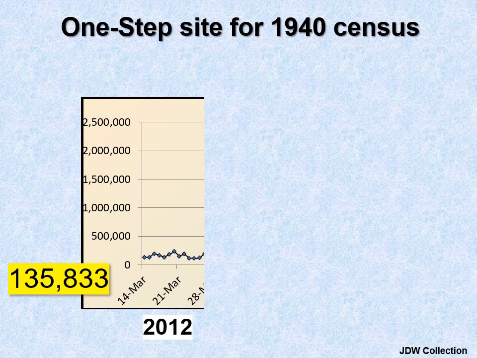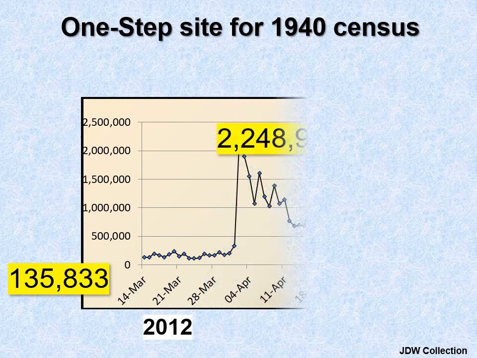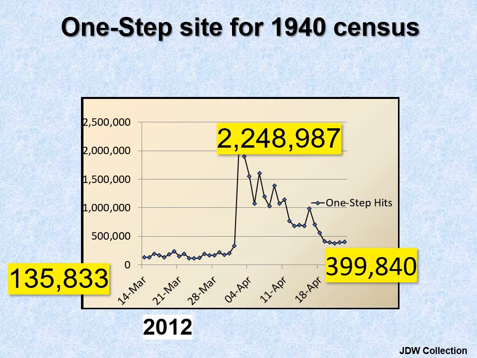And to show you the traffic we had, when the 1940 census came out in 2012, the One-Step site, just before it came out, had 135,000 plus hits. And then it came out on April 2nd. The first was a Sunday, so it was not opened on the 1st. And how many hits did the One-Step site get? It got about 2.25 million hits. And we were prepared for that because we didn't have graphics. We have indexes. The National Archives actually had major problems that first week.